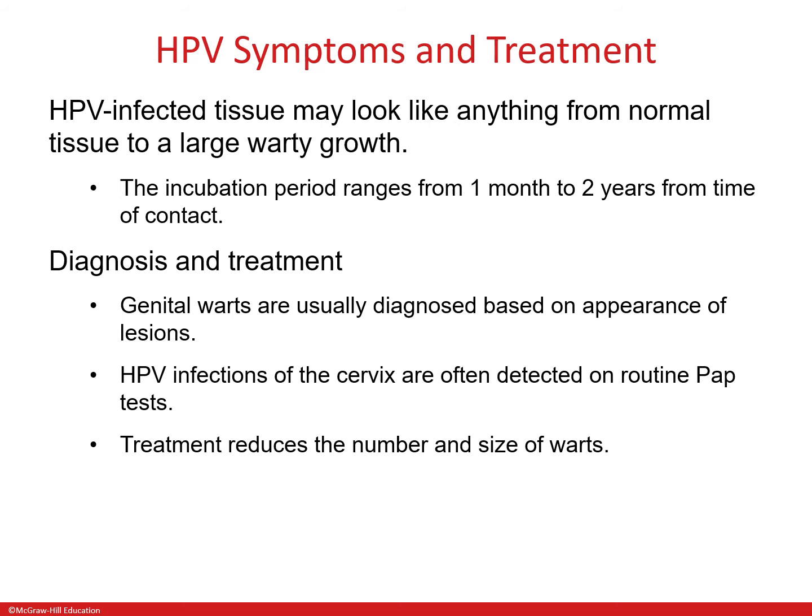Genital warts are usually diagnosed based on the appearance of the lesions. Frequently, HPV infection of the cervix is detected on routine Pap smears. Treatment of genital warts focuses on reducing the number and the size of the warts. The currently available treatments do not eradicate HPV infection. Warts may be removed by cryosurgery, which is freezing, burning, or laser surgery. Direct applications of cytotoxic acid may be used, and there are treatments that patients can use at home.